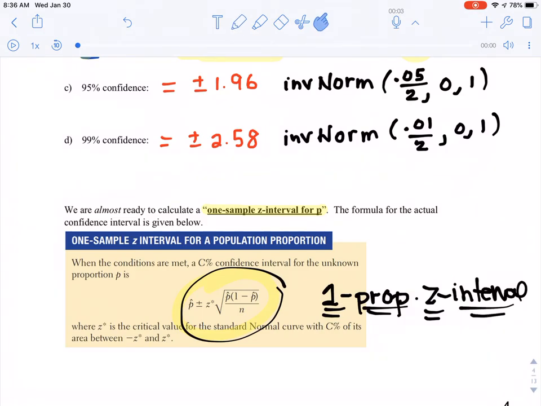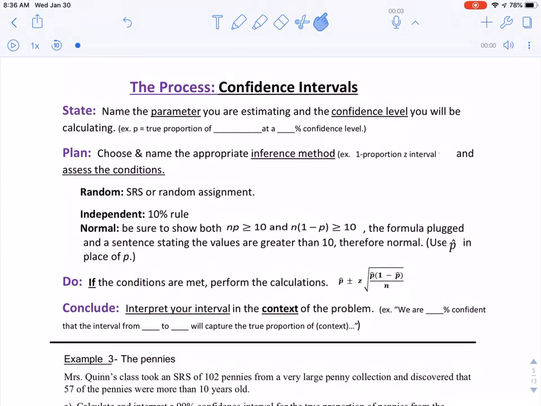Okay. All right, so let's look at the process for this. The AP test creates this process of a 4-step process called state, plan, do, conclude. Okay, and I'm going to stop this video here and make one other short video that's going to pick up right where this left off for us to talk about this process and do just the very next example here.